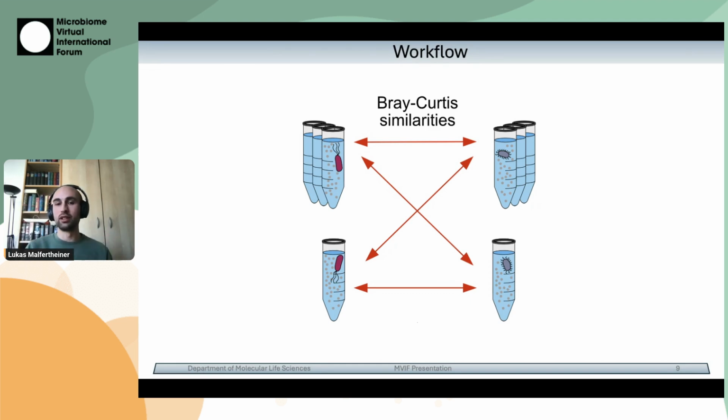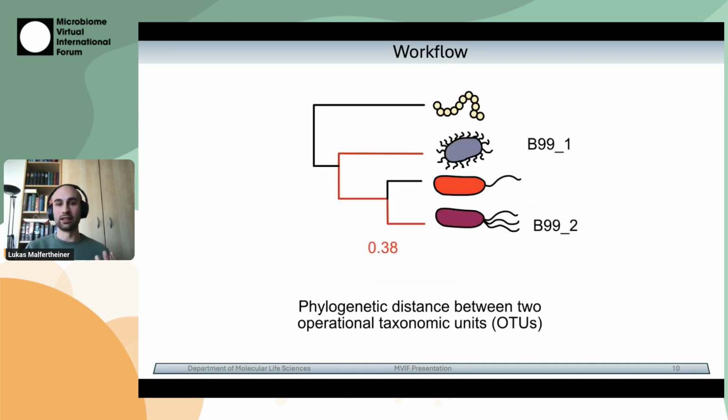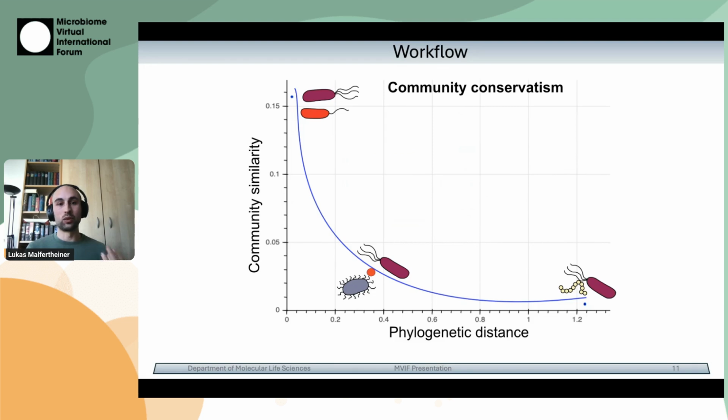communities are to one another. And the second parameter is relatedness. So how closely related is OTU1 with OTU2? And for this, we simply take the phylogenetic distance, or the tree branch length, from a high-quality phylogenetic tree of all the bacteria that we have. And in the end, we plot these pairs on a scatter plot, where on the y-axis we have the similarity of the communities, and on the x-axis we have the phylogenetic distance.